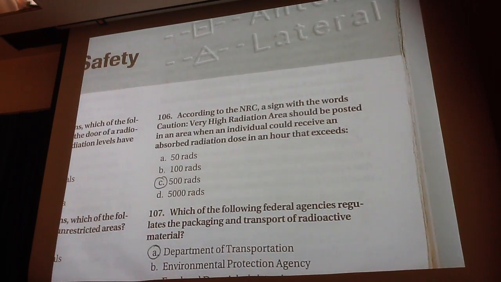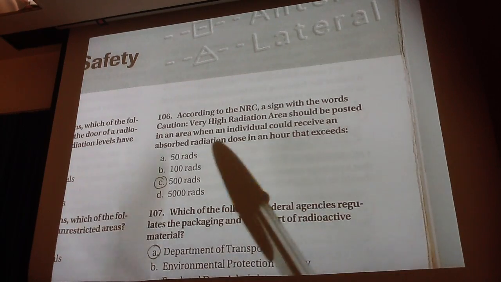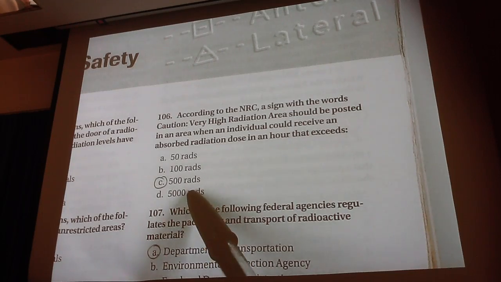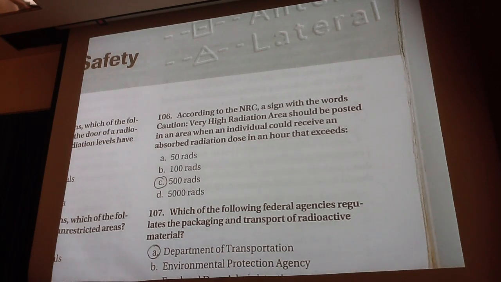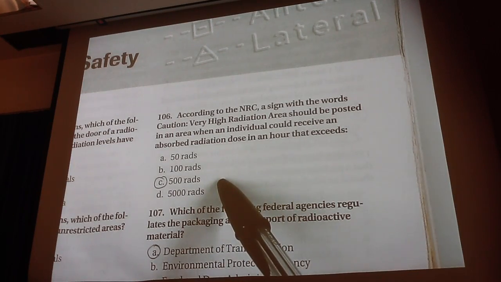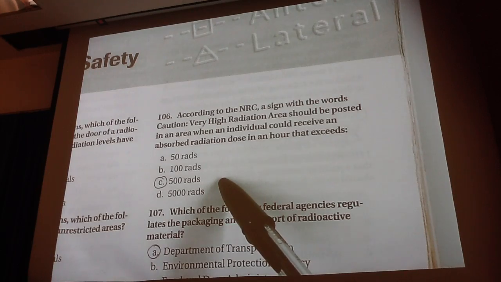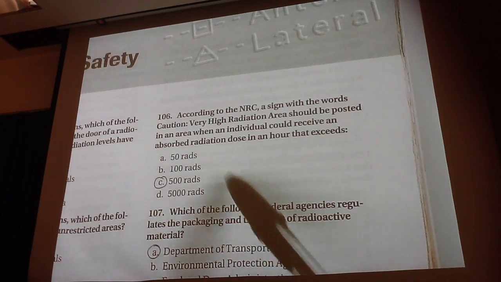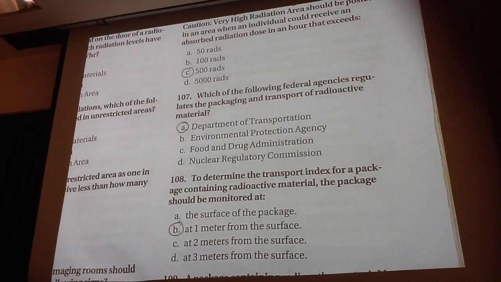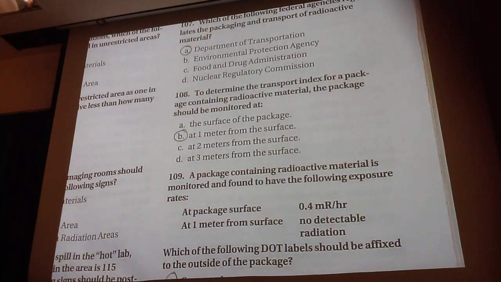Okay, the next one. According to the NRC, a sign with the words caution, very high radiation area should be posted in an area where you could exceed in an hour, and that's 500 rads, or 500 rem. Okay. It doesn't really matter because if you're receiving 500 rads of neutrons or 500 rads of alpha particles, you're probably going to be dead anyway. In fact, even if you got 500 rads of X-rays or gamma rays, you're probably not going to survive that one either. Does that one go by the sign grave danger also? Yeah.